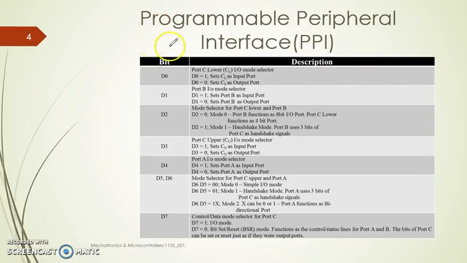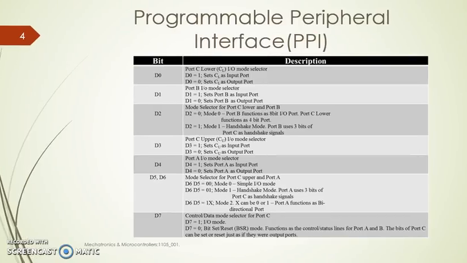Now PPI can also be programmed where I am trying to tell whether port A, port B and port C are behaving as input ports or output ports. So this particular mode of operation is called as IO mode of 8255. In this mode, the 7th bit of the control word register is always a high, or it is always 1. D5 and D6 behave as mode selection for port A.